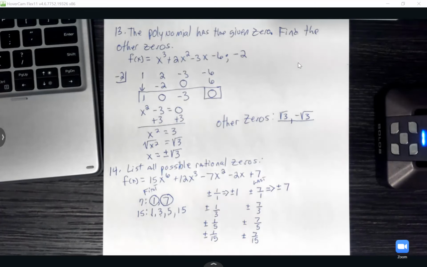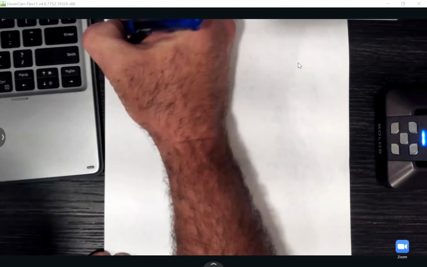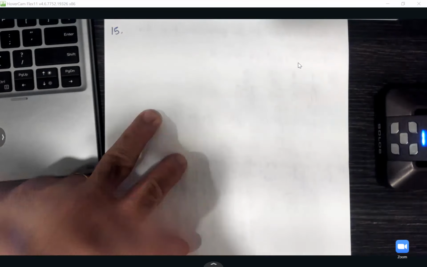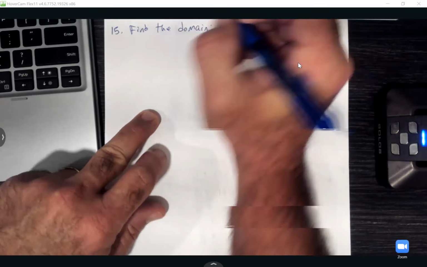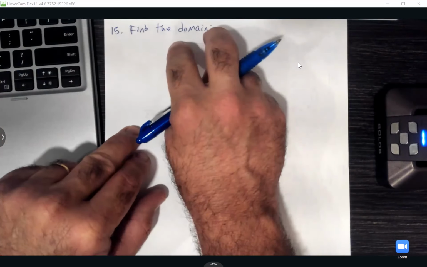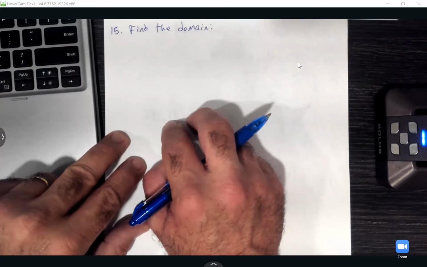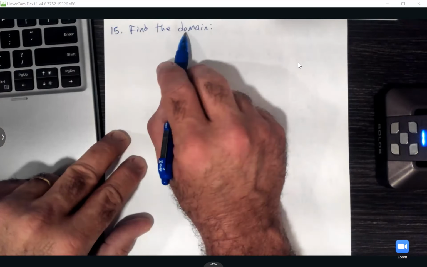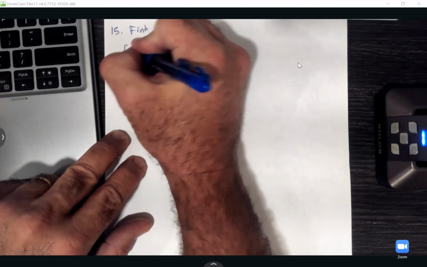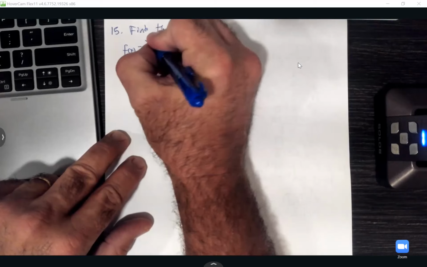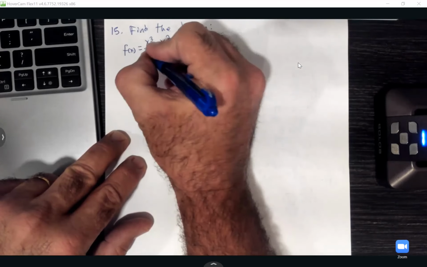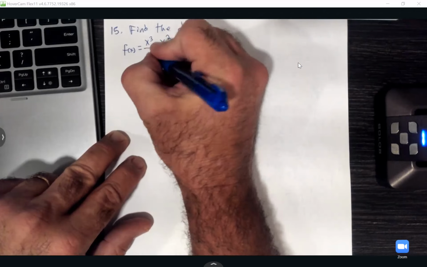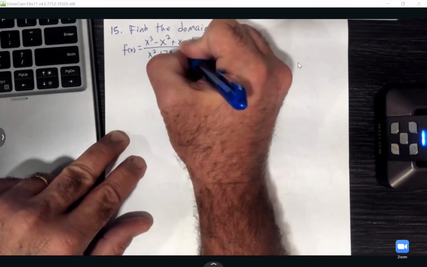All right, y'all. So let me see. You ready to flip? So 15. 15 wants me to find the domain. And actually, there's two in a row doing domain. This one will have me do set builder notation and interval notation. 16 just has me do interval notation. So to find the domain of f of x equals x to the third minus x squared plus x plus 1 all divided by x squared plus 7x plus 6.